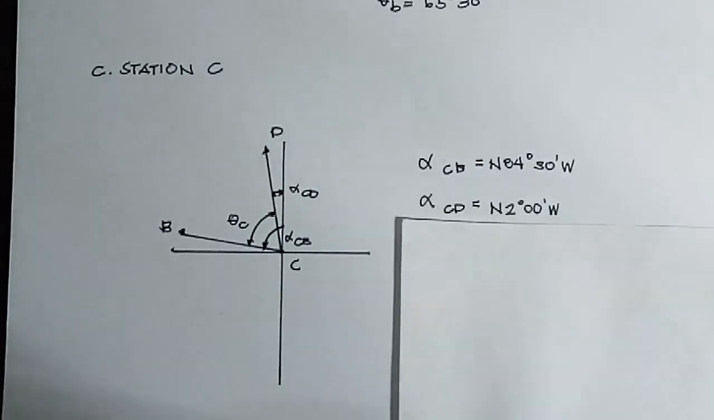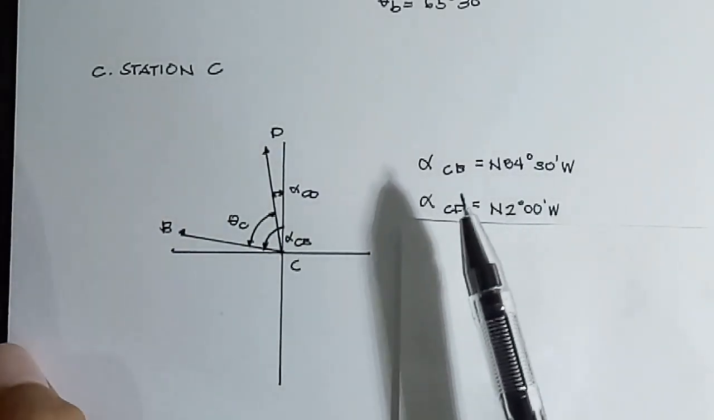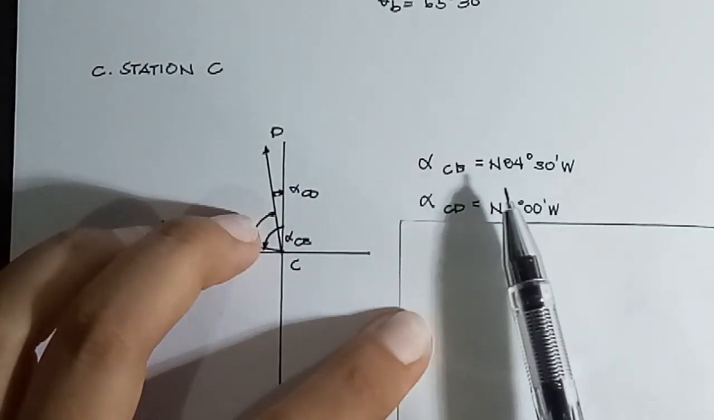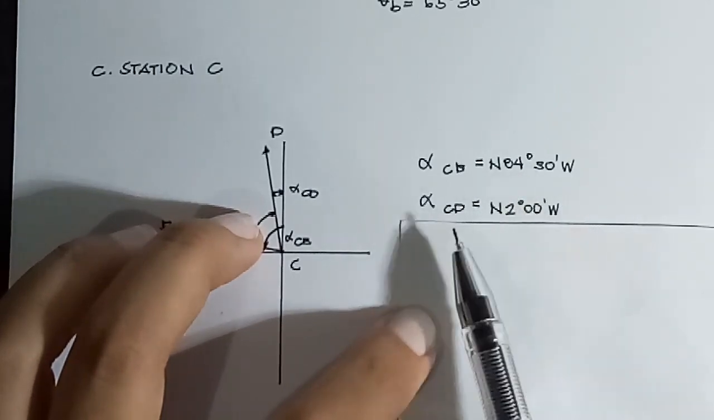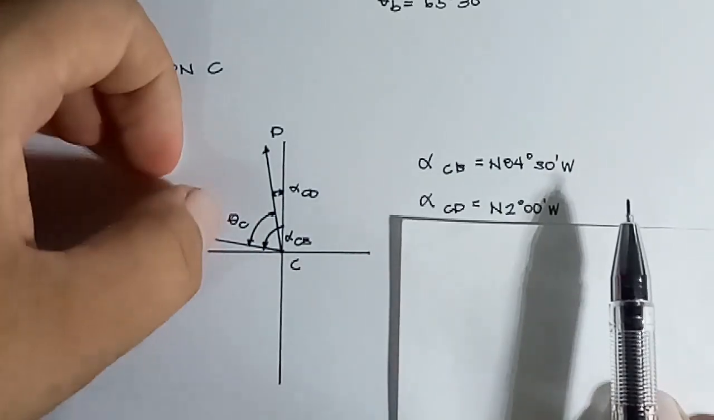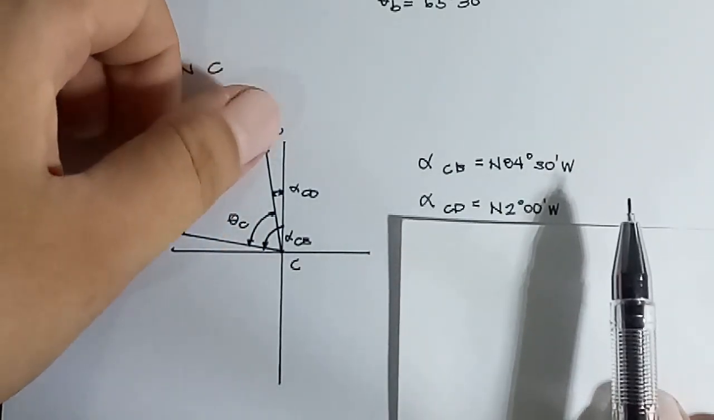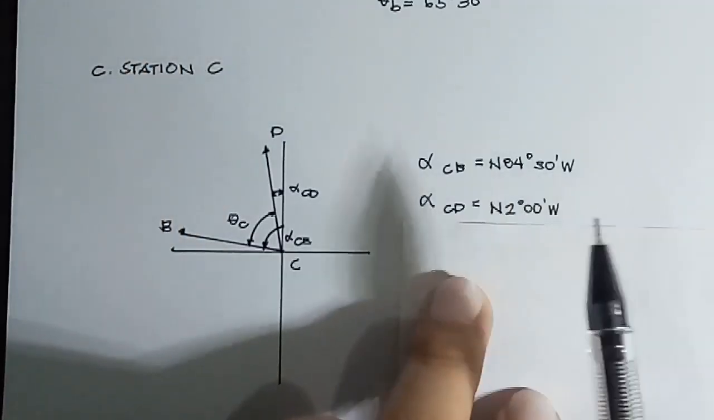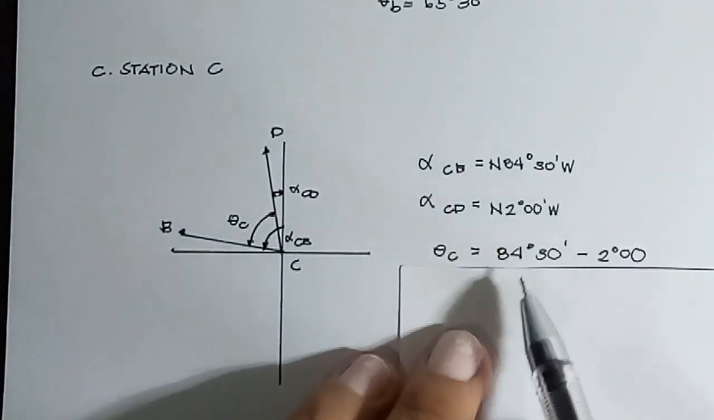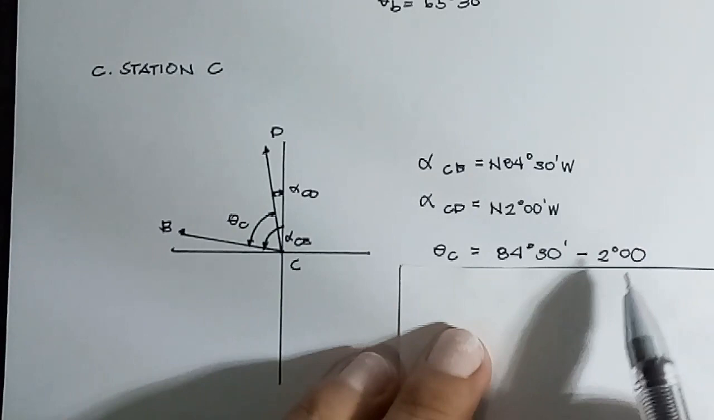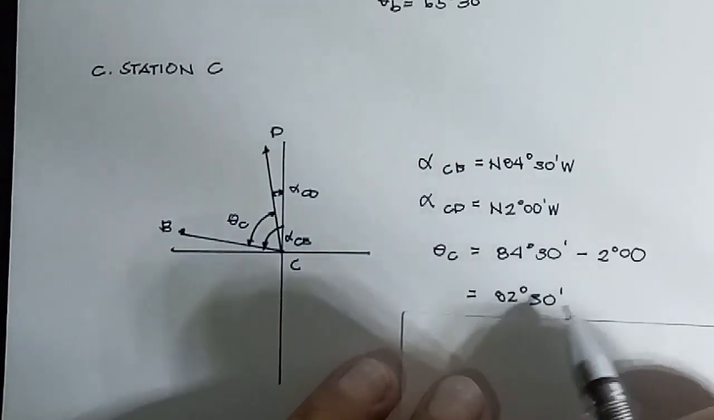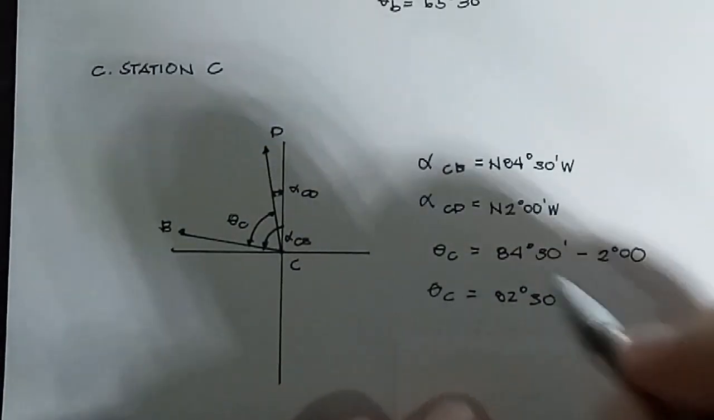Naman station C, same lang yung gagawin natin. Yung interior angle din yung hanapin natin. So, ang observed bearing ng CB ay north 84 degrees and 30 minutes west, at ang CD naman ay north 2 degrees west. So, makikita natin dun sa illustration na makukuha natin yung interior angle if isusubtract natin yung value ng CD doon sa value ng CB. So, magiging kalalabasan yan 84 degrees and 30 minutes minus 2 degrees. So, if i-input natin siya, ang kalalabasan niya is 82 degrees and 30 minutes para sa interior angle ng C.